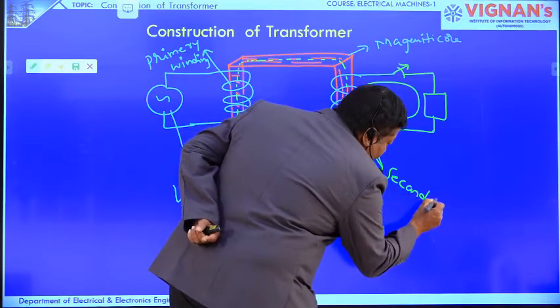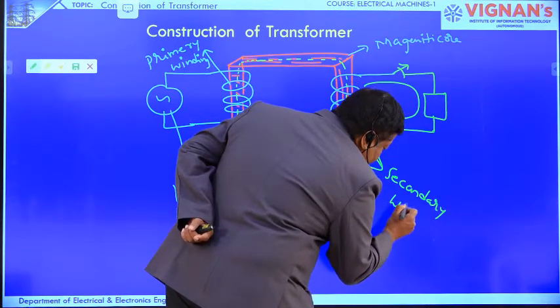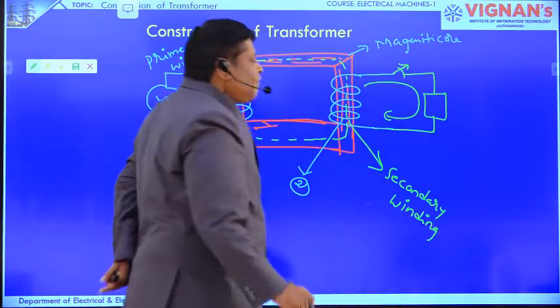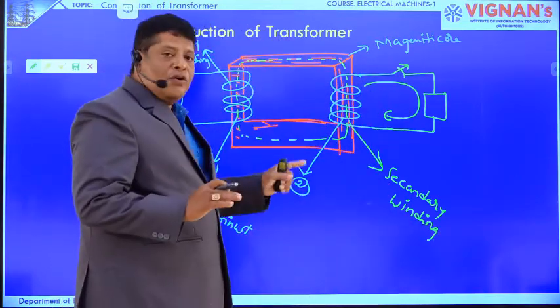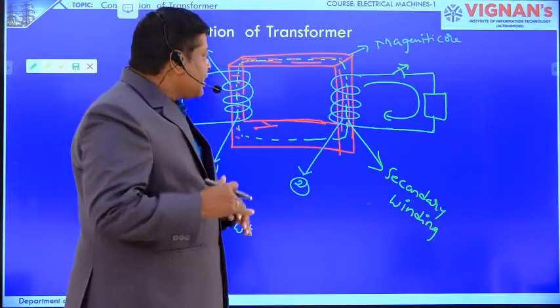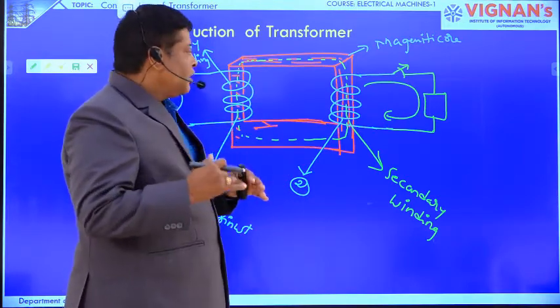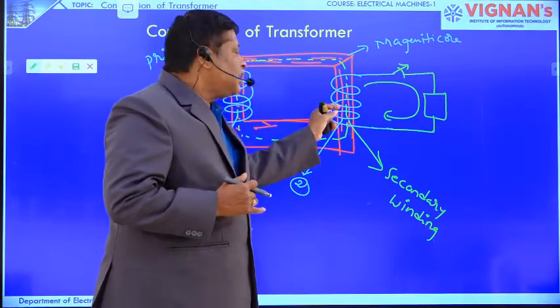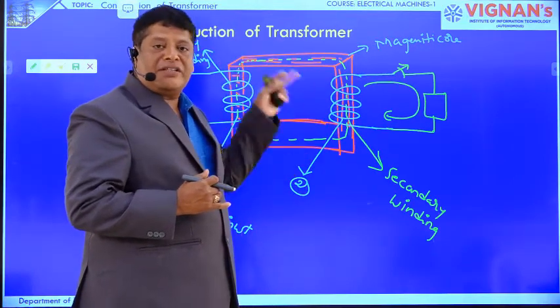This electrical circuit is nothing but a secondary winding. The secondary winding is the electrical circuit from which we are taking electrical power or energy to the load. This secondary winding is placed in the transformer only.